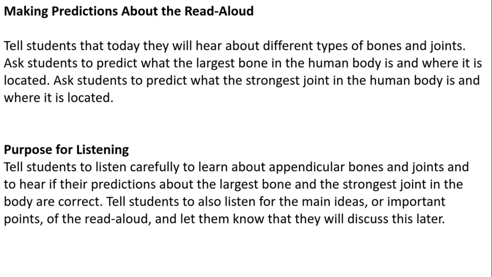What do you think the largest bone in the human body is? And where is it located? What's your guess? And then predict what the strongest joint in the human body is and where it's located. So listen carefully to learn about appendicular bones and joints and to hear if your predictions were correct. Listen carefully for the main ideas or important points of the read aloud, and we will discuss those later.